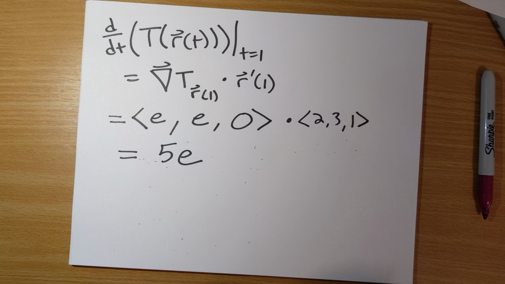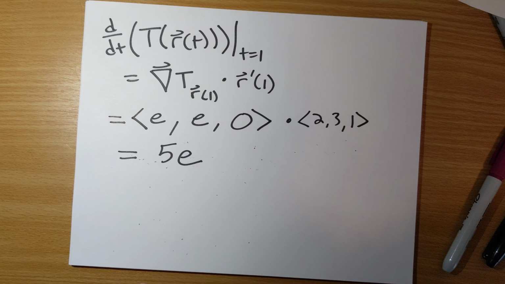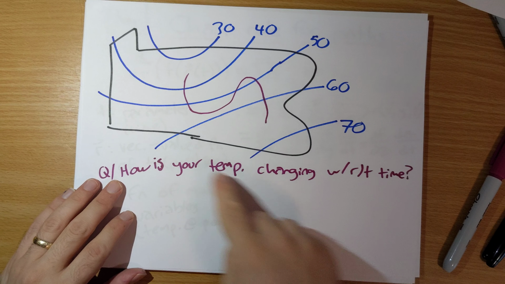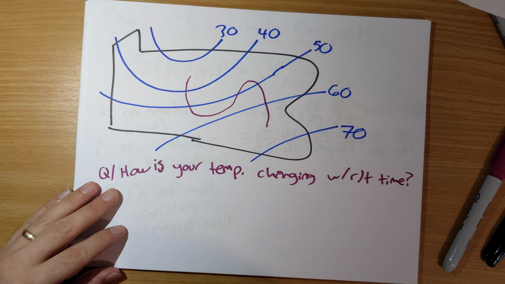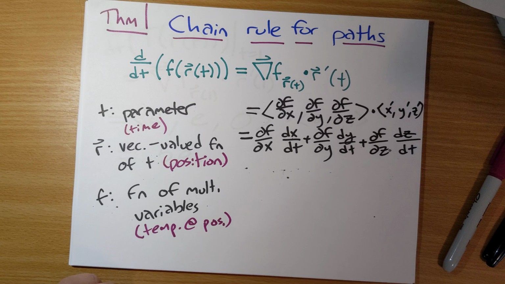So that is an application of the chain rule for paths. This is a nice theorem here, because it takes this kind of question of how your temperature changes with respect to time as you move through this picture here, and it has a pretty succinct, clear answer for that.